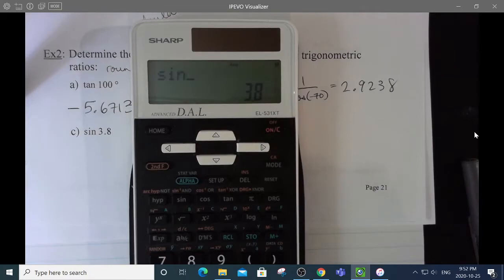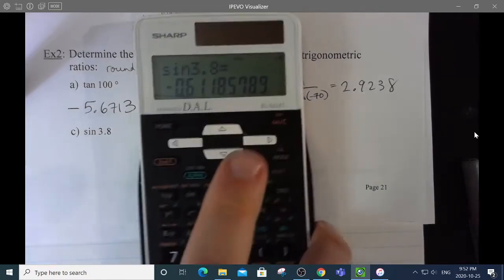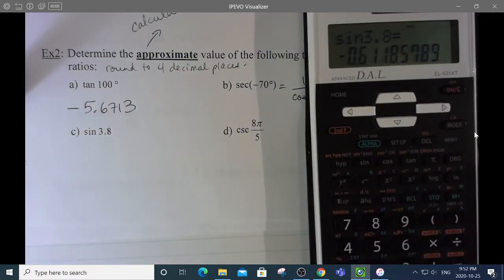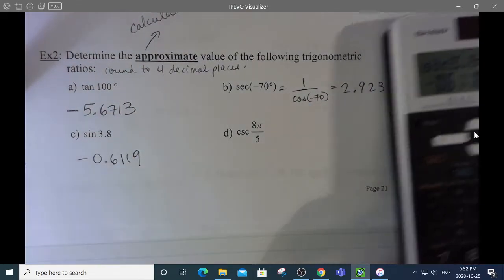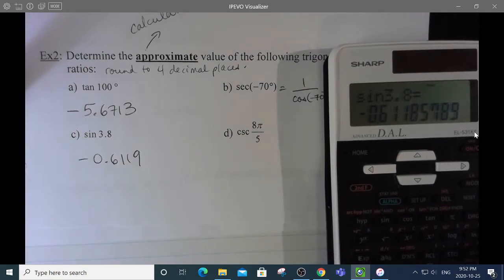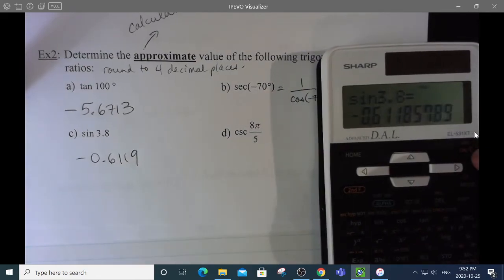So again, that's an easy one. You just have to know what it's asking you. And that's a negative 0.6119. And if you're having a hard time getting these numbers, message me and we'll figure it out together. You're just not using your calculator properly.